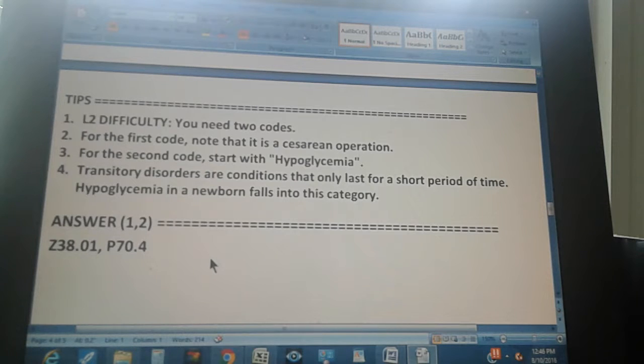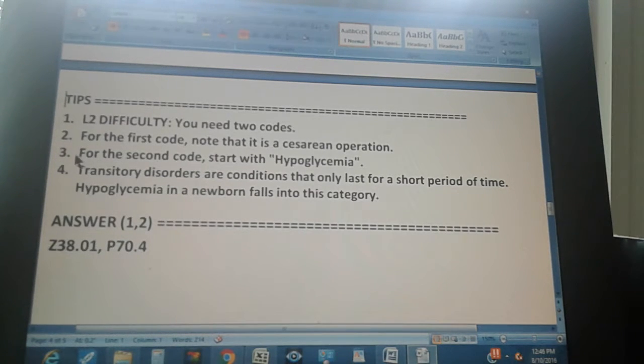Tip 2. For the first code, note that it is a cesarean operation, which means it's not a regular birth. The regular one is vaginal delivery, right? But this is a cesarean. They had to cut the mother to take out the baby. Yeah, that's a cesarean operation, right?